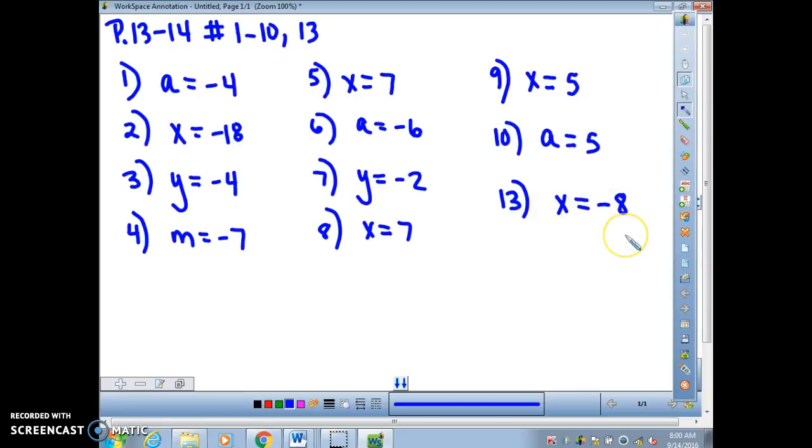Alright? Raise your hand if you want to see one of these worked out. Maybe you didn't get it right. You want to see it worked out. Alright, Elena? Number 13. Okay.